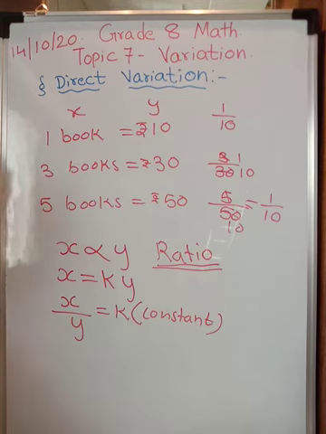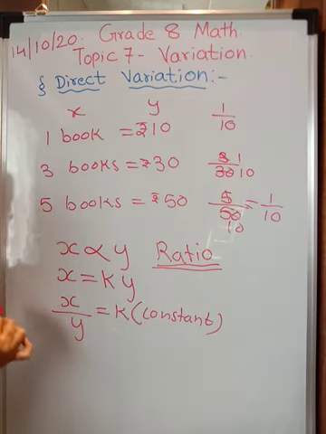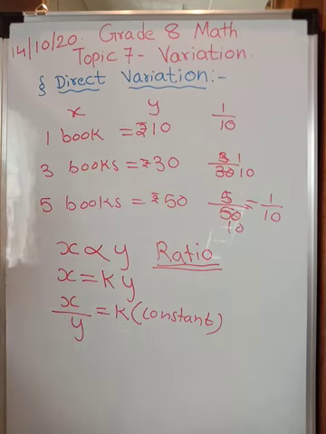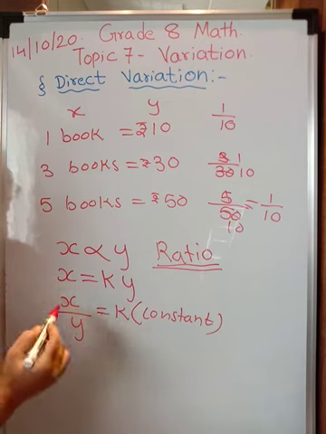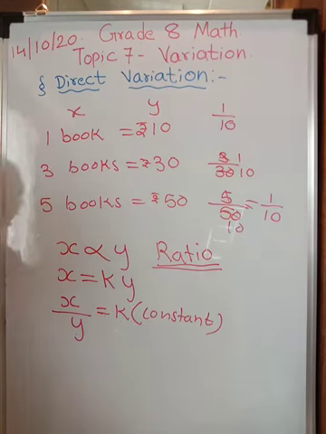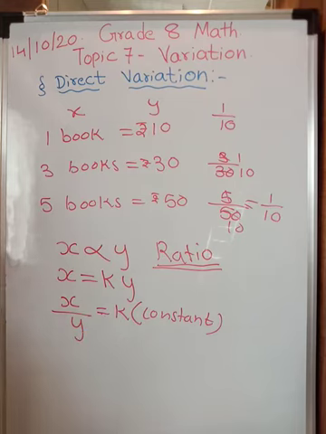And this K is called the constant. So you can write X is equal to KY, or X upon Y is equal to K. Both are the same. So this is nothing but the equation form of direct variation, where K is the constant of variation. If they ask you what is the equation of direct variation, what will you write? X is equal to KY, or X upon Y is equal to K, where K is the constant of variation. Remember, the ratio is constant. Always remember. Is this clear, everybody?